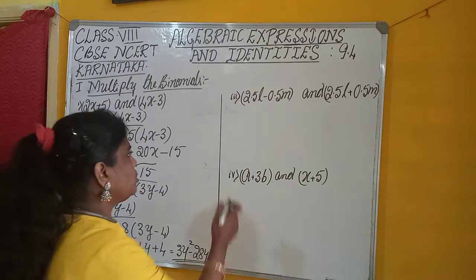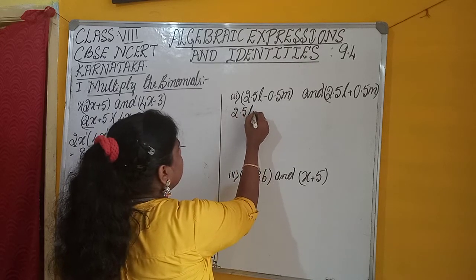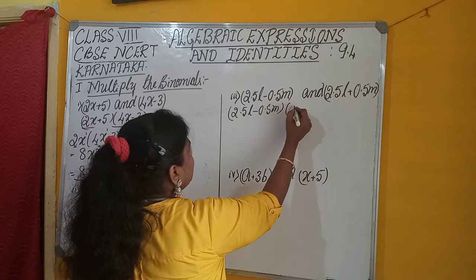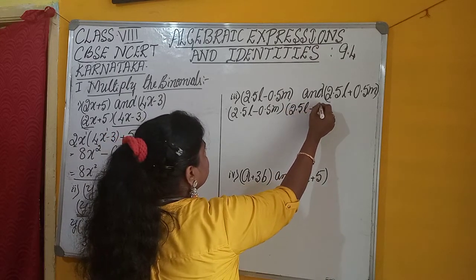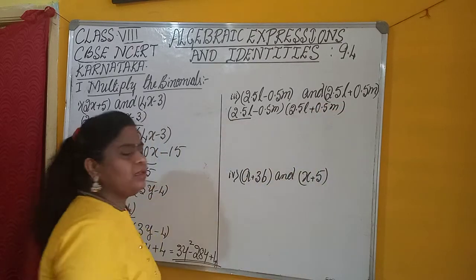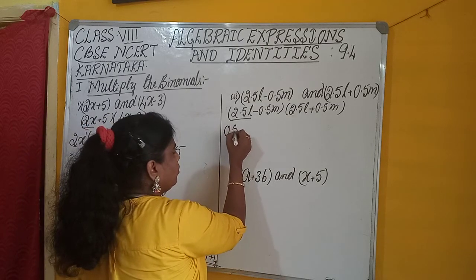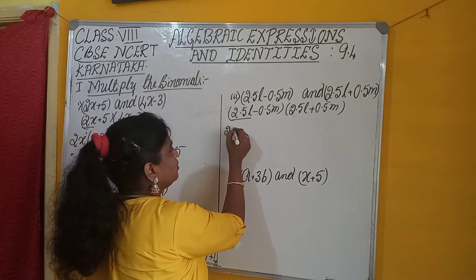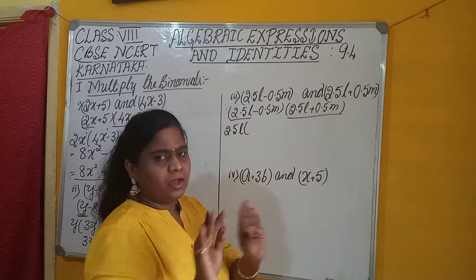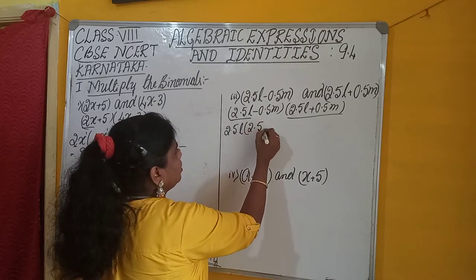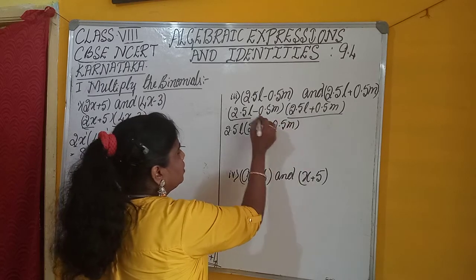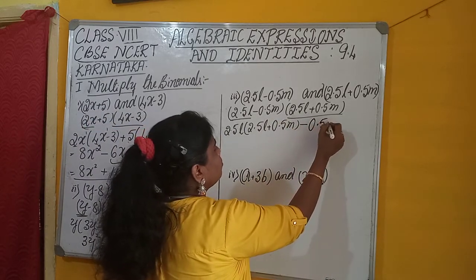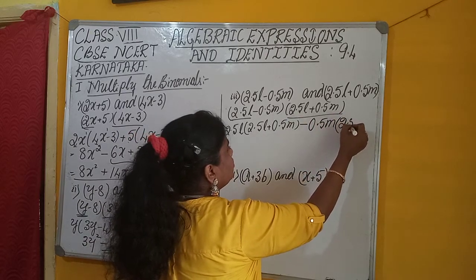subtraction. Here, next, the binomials are in decimal form: 2.5l minus 0.5m into 2.5l plus 0.5m. Again, we have to take the first term of the first binomial, that is 2.5 into the complete second binomial, 2.5l plus 0.5m. Minus is there, you have to take the minus also, minus second term of the first binomial into the second complete binomial.